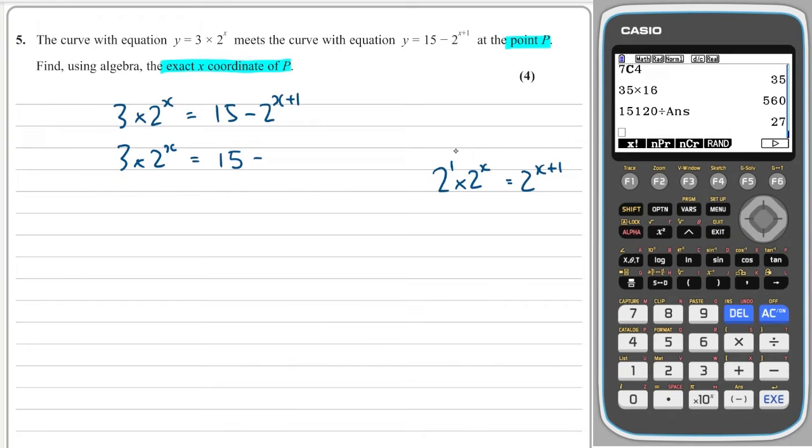And 2 to the 1 is just 2, so it's 2 lots of 2 to the x. And if I add it to the other side, I've got 3 lots, and I'm going to add on 2 lots. So I've actually got 5 lots of 2 to the x equals 15. So therefore 2 to the x is equal to 15 over 5, which is 3.